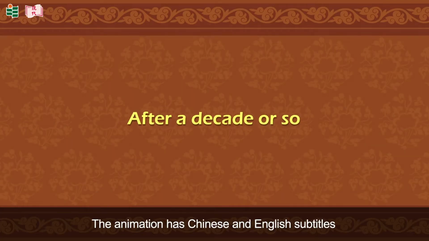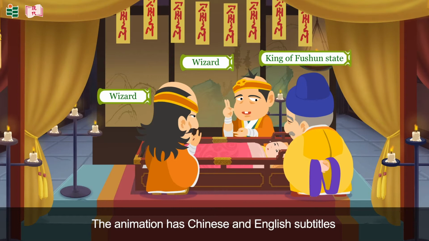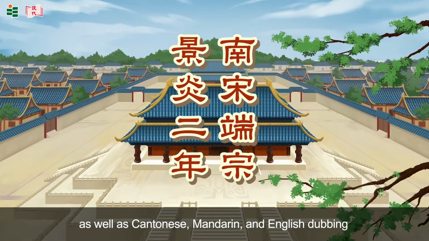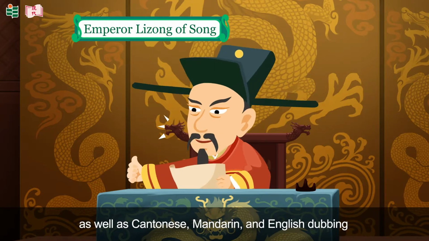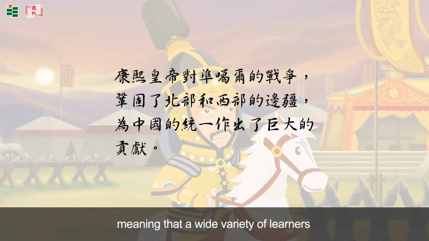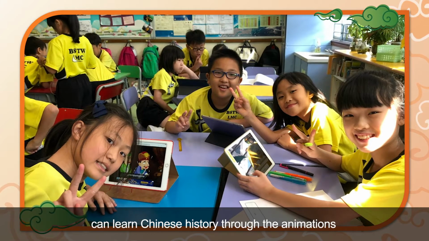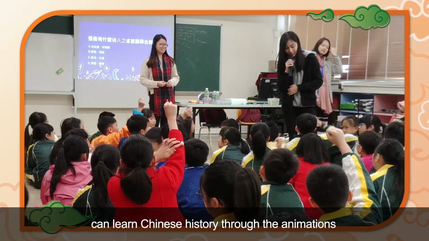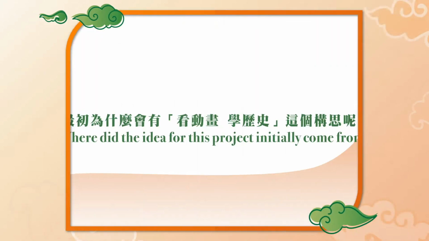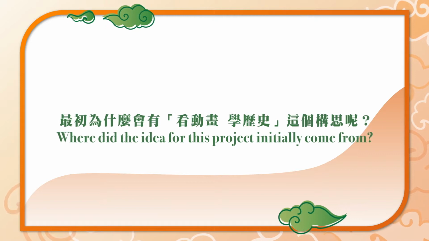teachers. The animation has Chinese and English subtitles, as well as Cantonese, Mandarin, and English dubbing, meaning that a wide variety of learners, such as South Asian and international students in Hong Kong, can learn Chinese history through the animations. Where did the idea for this project initially come from?